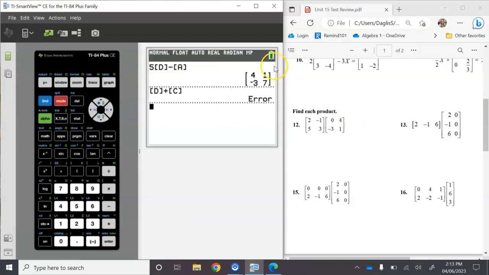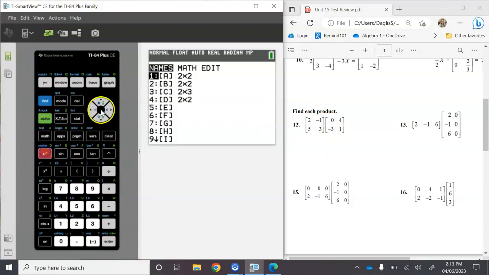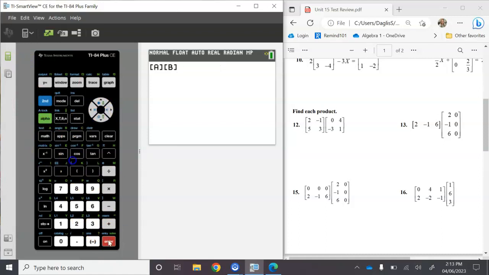Go back to our main screen right here. I like to clear things out each time. I want to do matrix A times matrix B. So go back to my matrix menu, matrix A. Go down, matrix B. And there we go. Our answer matrix is 3, 7, -9, and 23. So you can also type these in individually each time and also multiply them.